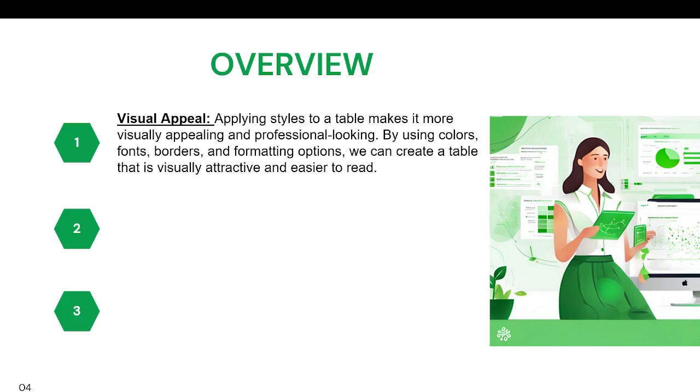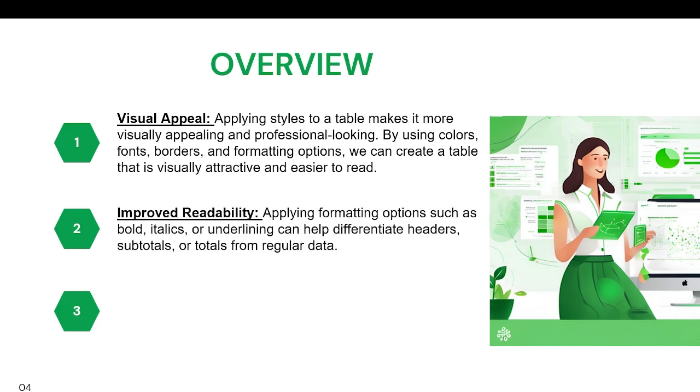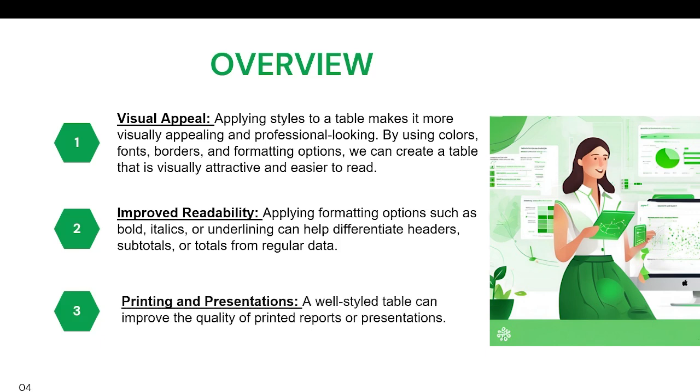Applying styles to a table makes it more visually appealing and professional looking. By using colors, fonts, border and formatting options, we can create a table that is visually attractive and easy to read. Applying formatting such as bold, italic or underline can help differentiate headers, subtotals and totals from regular data. A well-styled table can improve the quality of printed reports or presentations.